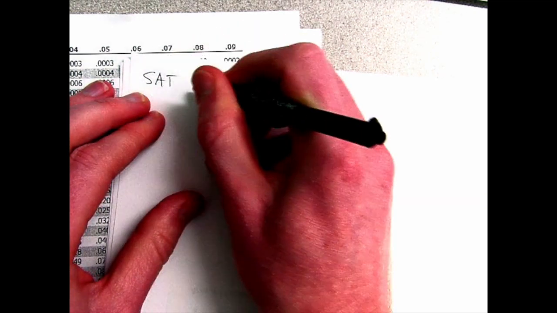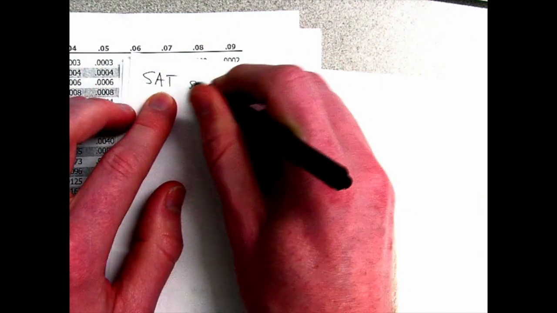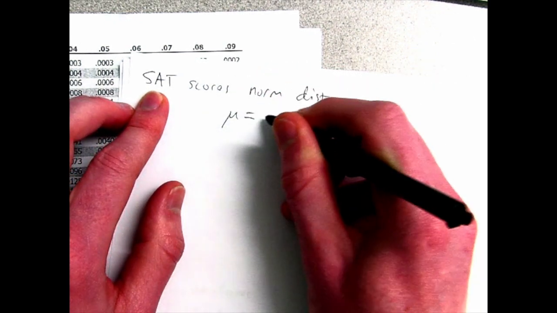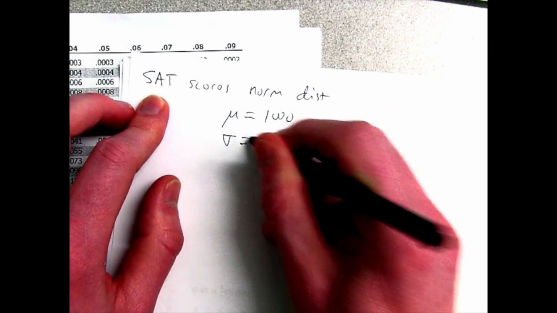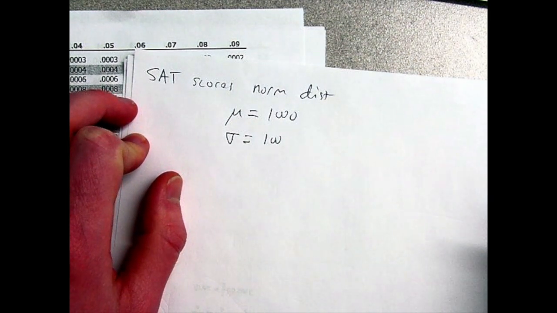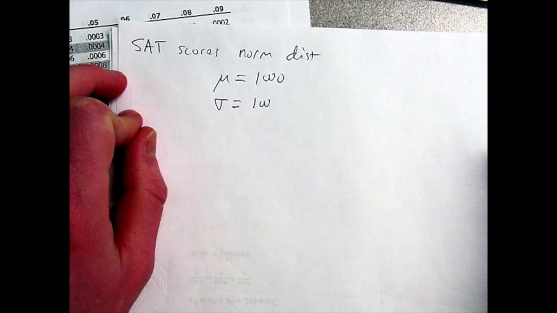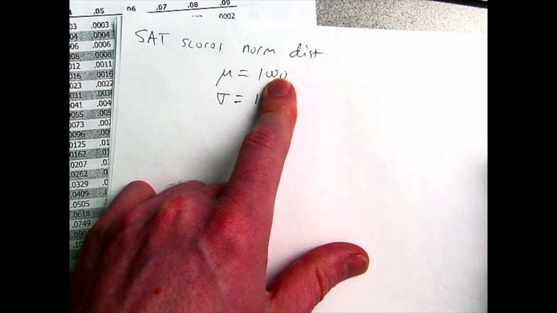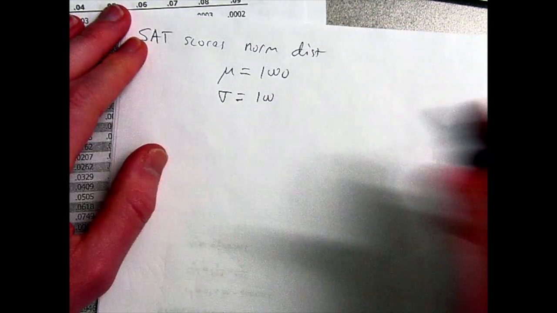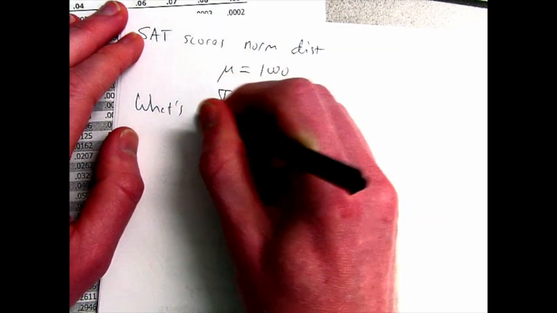Okay, so let's do one more question. Suppose that SAT scores are normally distributed with a mean of 1,000 and a sigma value of 100. I'm just making these numbers up, but let's pretend that's true. You have a normal distribution. It's not the standard normal because mu is not 0 but 1,000, and you have sigma equals 100. And here's the question.